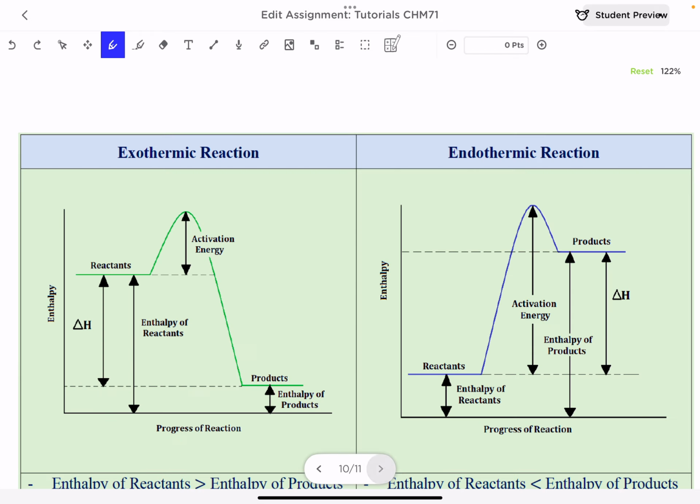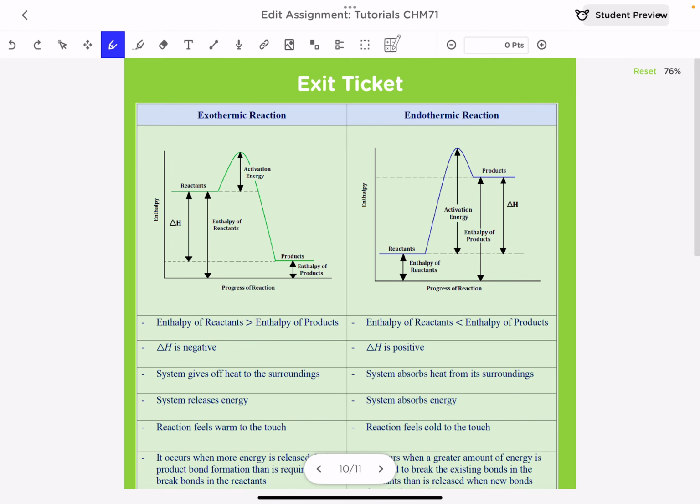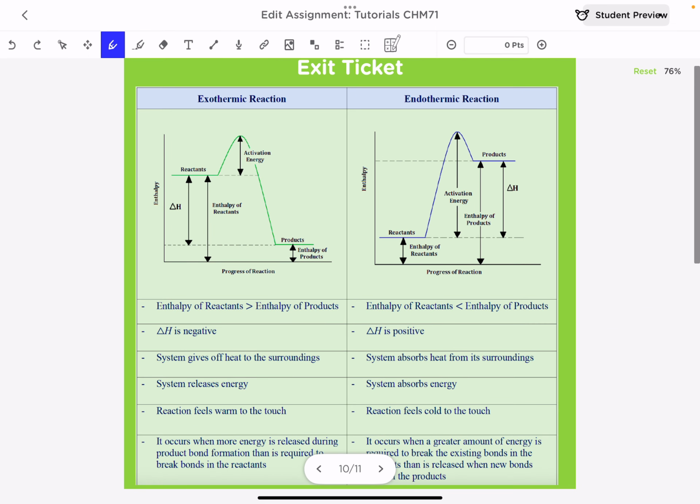Now, that's it. So here again, I'm summarizing the exothermic and the endothermic reaction. You need to know that the exothermic reaction starts at a high enthalpy of reactants and stops at a lower enthalpy for products. The enthalpy change of the reaction is always negative, that's delta H, and the system gives off heat to the surrounding.